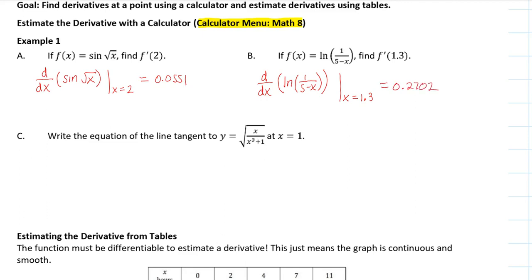0.2702. So what we are saying is, if we were to graph this function f of x, and we were to go to the point at 1.3 and draw the tangent line, that tangent line is going to have a slope of 0.2702. That's what we're saying there.